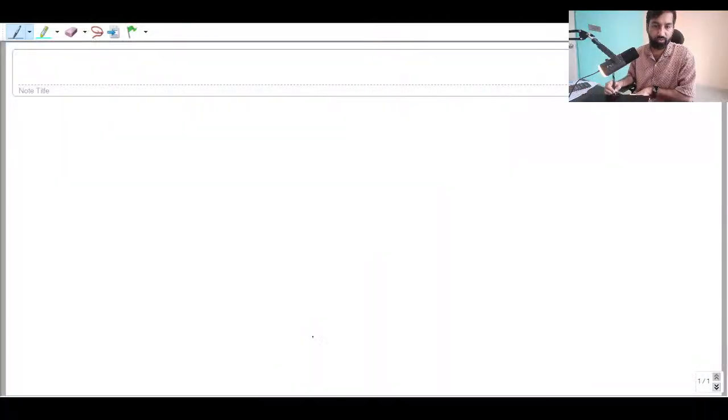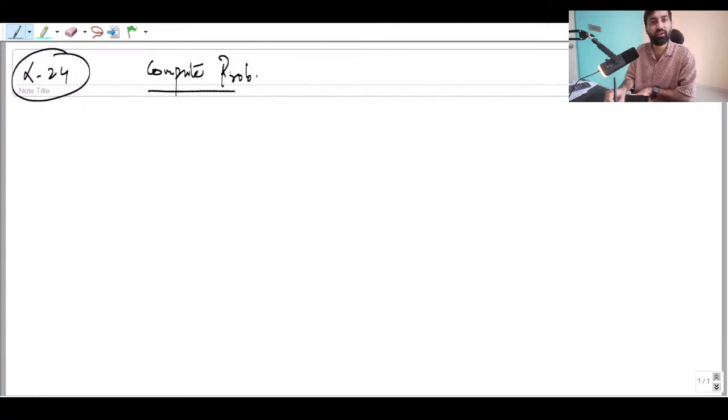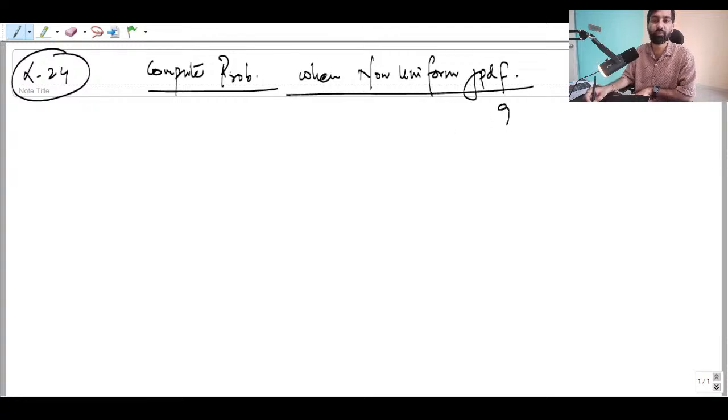So this is lecture number 24, and we are talking about how we compute the probability when a non-uniform JPDF is given. So we will talk about two-dimensional non-uniform joint density functions.